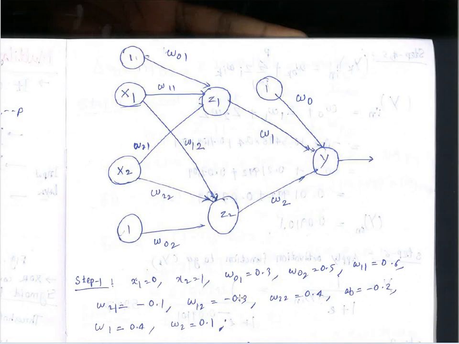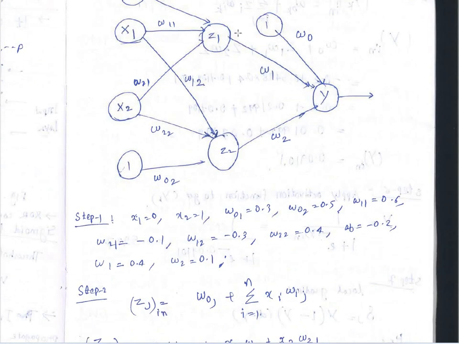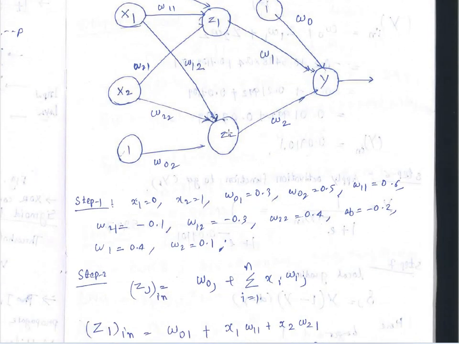The weight values are written here, x values and weight values. This is the architecture. We have the input layer, hidden layer, and the output layer. The output layer has a bias 1 with weight W0, and Z1 and Z2 are in the hidden layer. It goes to the output layer with weights W1 and W2.